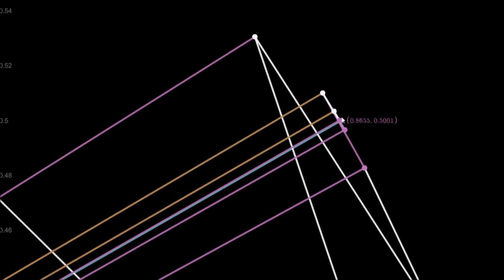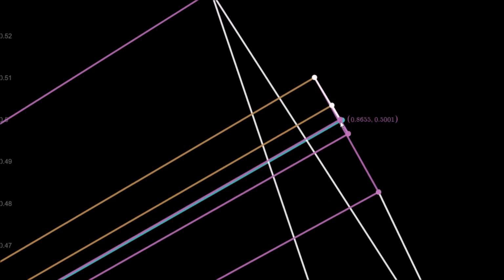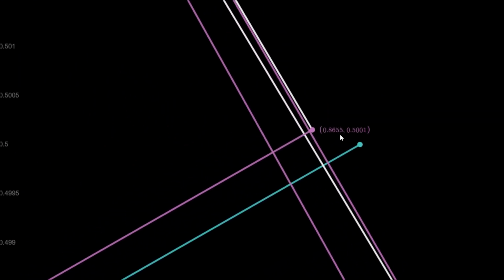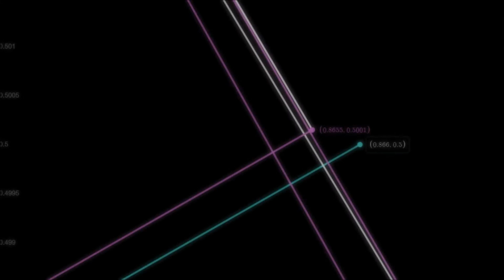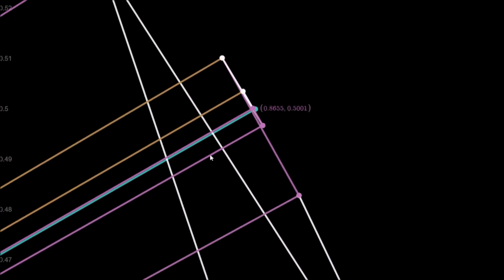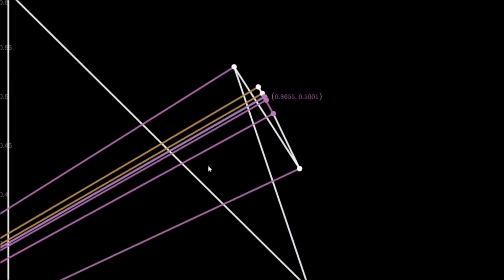So our final output is the x and y coordinate of the point. And you can see that our approximation here is 0.8655, 0.5001, and the actual value is 0.866, 0.5, so we're very close. So now what we can do is reinterpret the outputs.